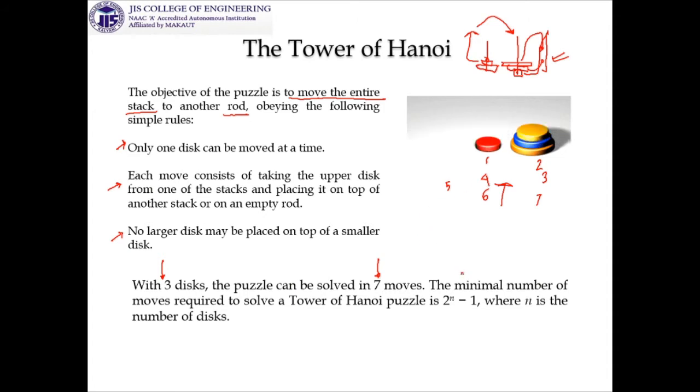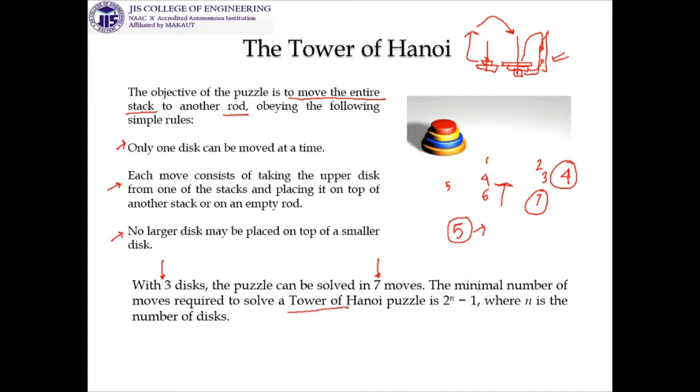If you are thinking about that, if the number of disks is increasing, as here the number of disks is 4, you are not going to make it with 7 steps. If the number of disks is 5, it will be bigger. But the question is how big it will be. The minimal number of moves required to solve a Tower of Hanoi puzzle is 2 to the power n minus 1. Can you imagine how big the number is?